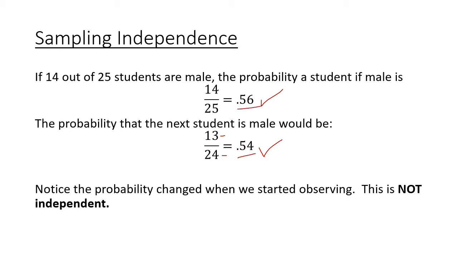The probability changed just because I counted someone. That's a problem if you're trying to do statistical analysis. This would not be an independent statistical analysis because by observing and by counting someone, I actually changed the probability for the next person. Like I said, this is typically not going to be an issue at all, but it is something that you want to be conscious of, and MyStatLab is going to ask you to verify this in a few cases.